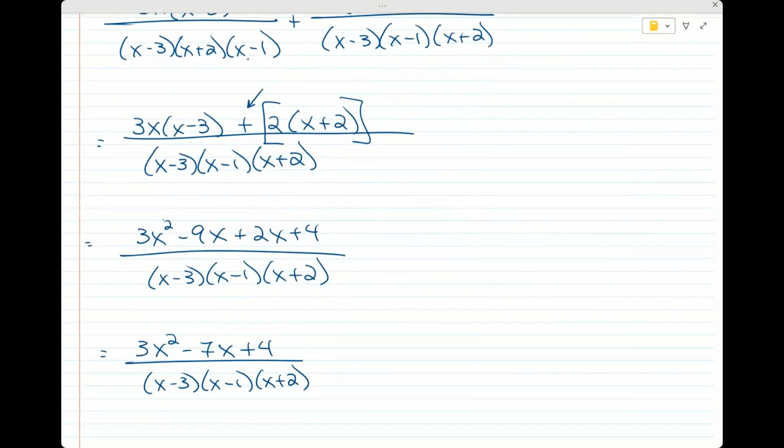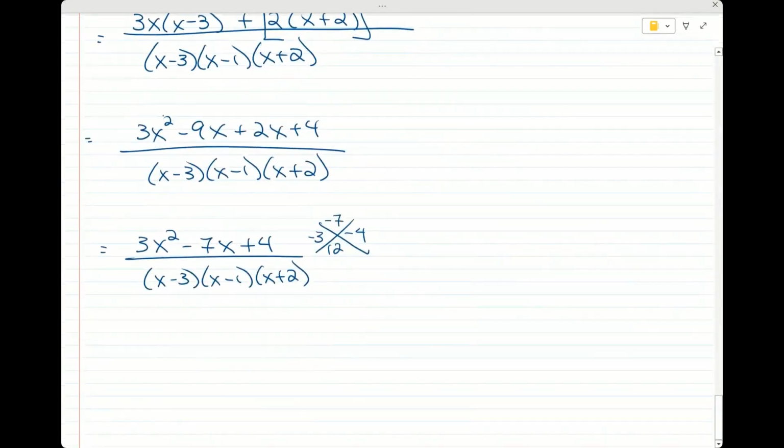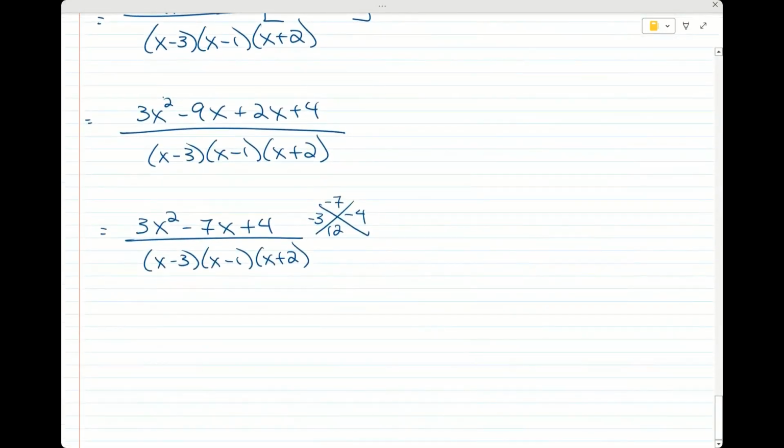When you get a final answer, it might make sense to try to factor it to see if you could simplify it further. So 3 times 4 is 12. Numbers that multiply to be 12 and add up to -7 are -3 and -4. So it looks like we could factor this even more and then try to simplify our final answer. So I'll do this quickly here.